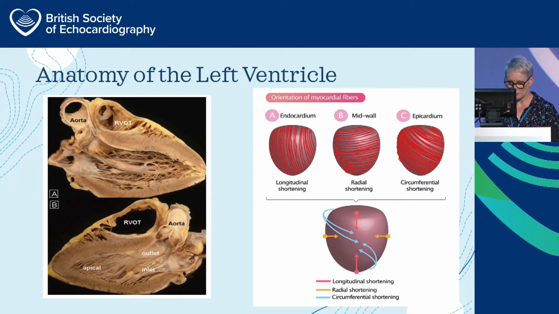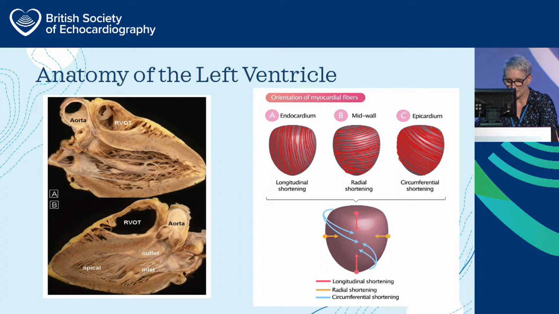So the left ventricular myocardium is made up of three distinct layers of muscle. So we've got longitudinal muscle fibres. These are the thinnest layer. They account for less than 20% of the overall wall thickness. They're deep subendocardial strands, and they run the long axis of the ventricle. They're responsible for the movement of the base towards the apex in systole.